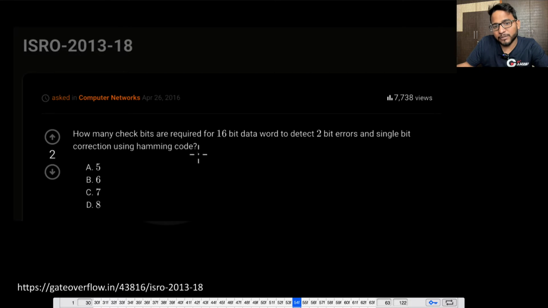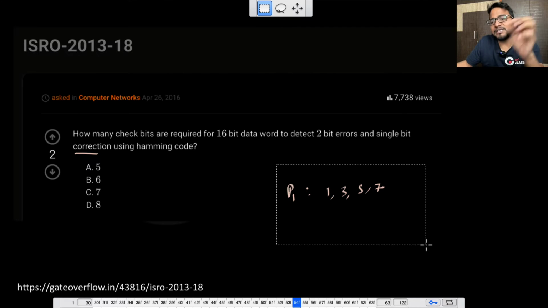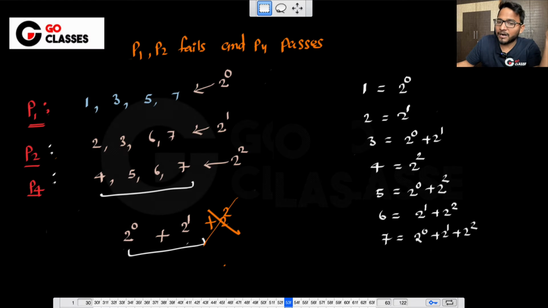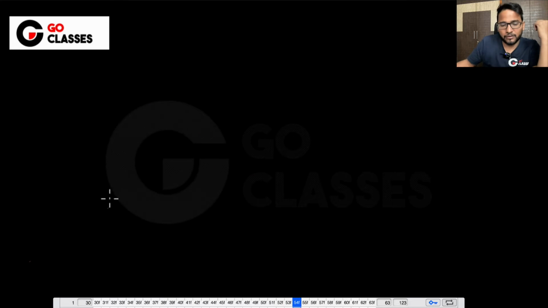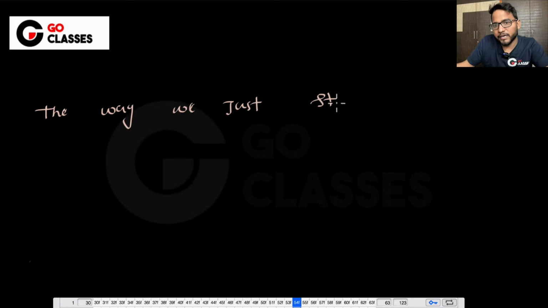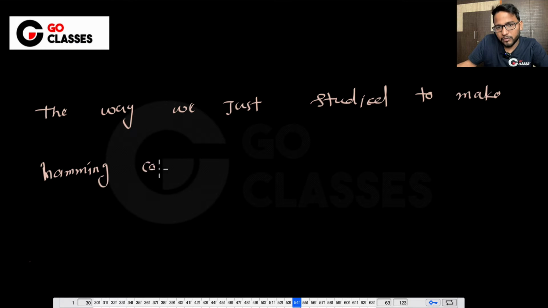So what they are saying: how many check bits are required for a 16-bit data word to detect 2 bits of error and single bit correction? See, whatever we just studied, the way we are making the Hamming code, which means P1 is taking care of 1, 3, 5, 7 or whatever, the way we have just made the Hamming code is just one of the ways to make Hamming codes. There are other ways also.